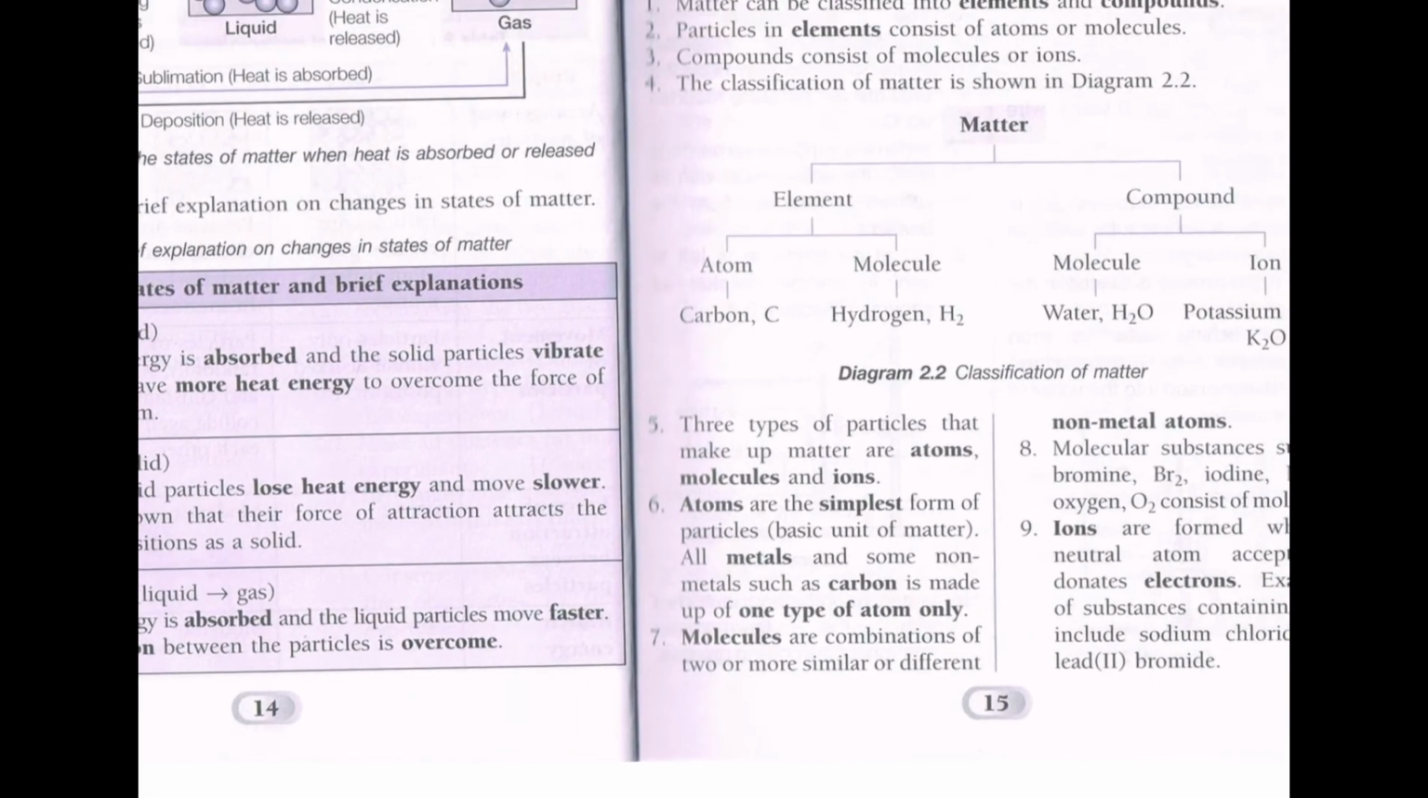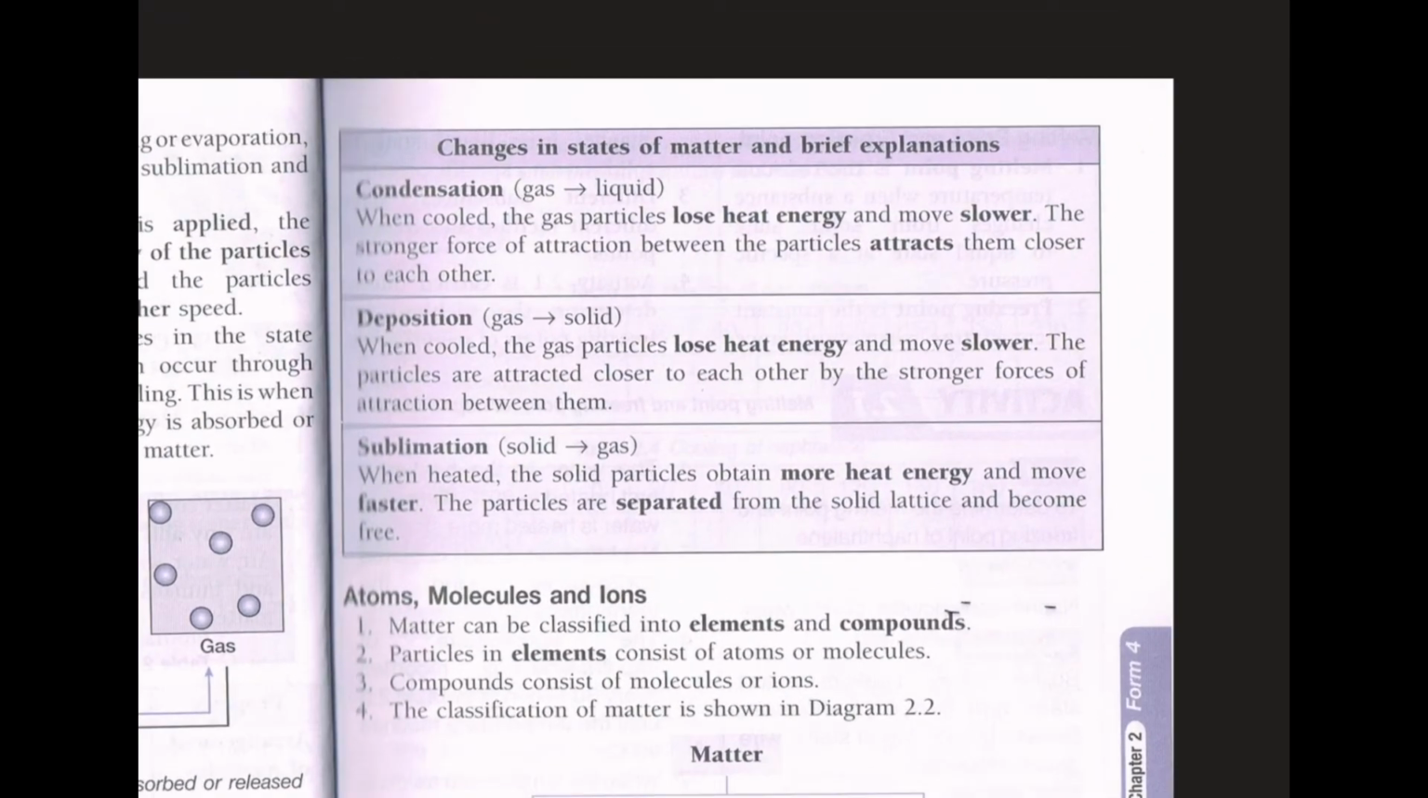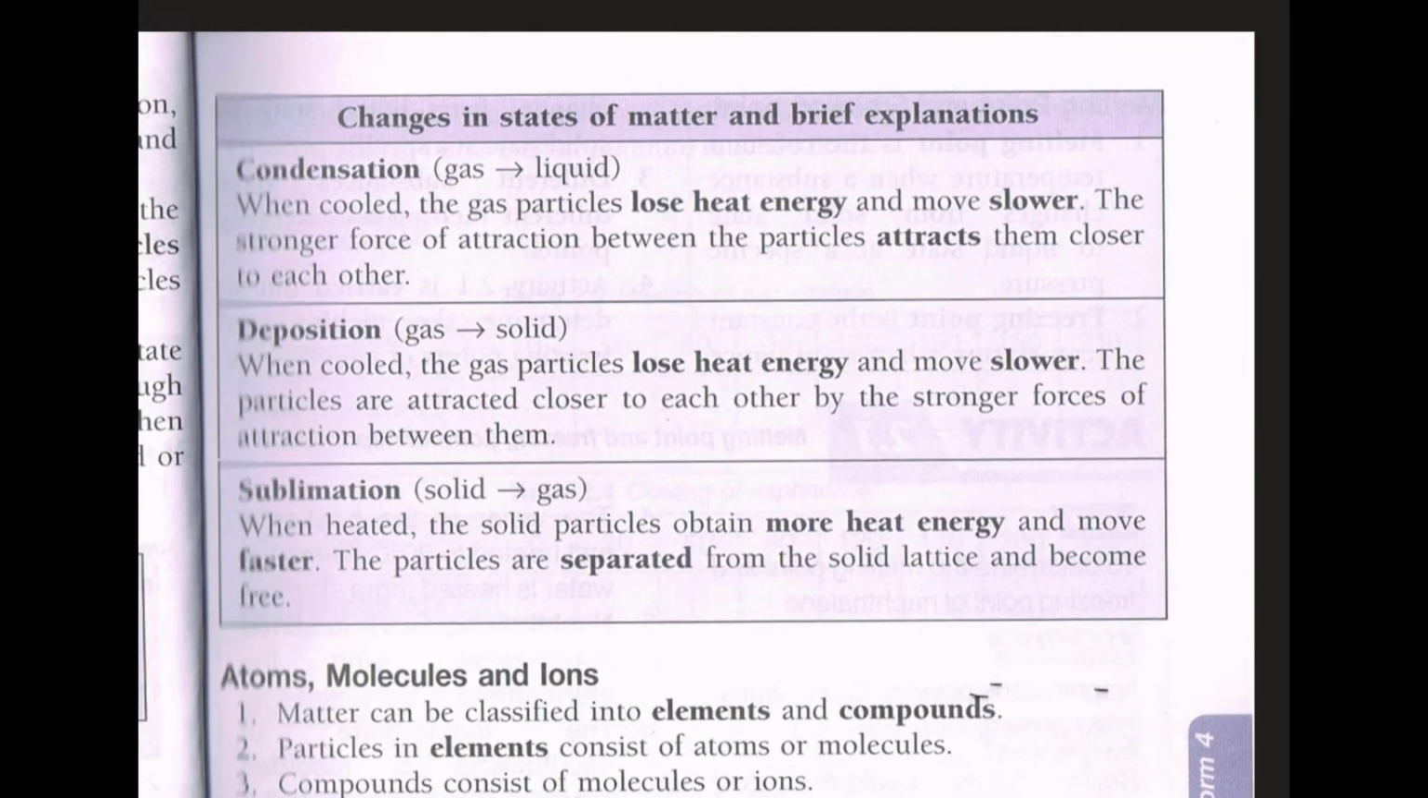Okay, so let's continue with this part. Here we have condensation. Condensation is where gas changes to liquid. This happens when cooling happens. When cooled, the gas particles lose heat energy and move slower. Then they form force of attraction. A stronger force of attraction between the particles attracts them closer to each other. So they are slowing down, then they form forces of attraction, and then they become liquid.